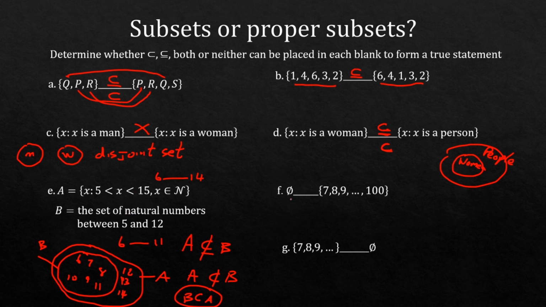In this question, is the empty set a subset of this set? That's true, because we saw that on the previous slide, and you can use both in either case here. Is this set a subset of an empty set? Well, that's impossible because this set is empty. There's no way this set can be inside this set. This set has no elements. So in this case, that's neither.